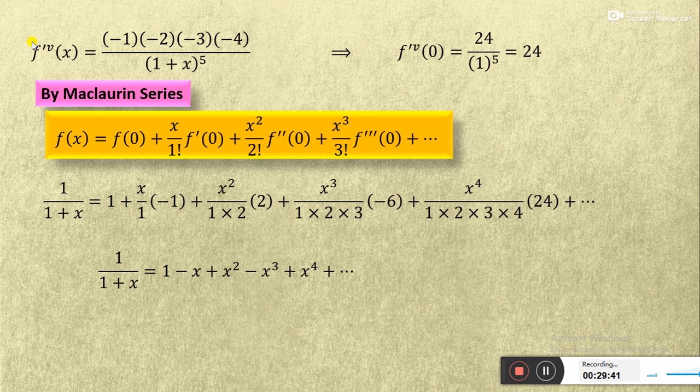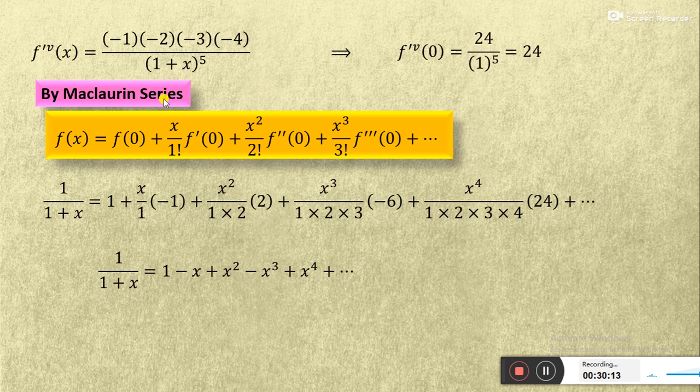So f fourth dash of x is minus 1, minus 2, minus 3, minus 4 by 1 plus x whole power 5. So for f fourth dash of 0, we multiply all the numbers: 2 3s are 6, 6 4s are 24. So 24 by 1 plus x whole power 5. I substitute x equal to 0 here. So 1 power 5, so f fourth dash of 0 equal to 24.